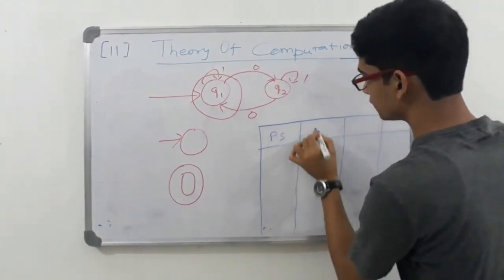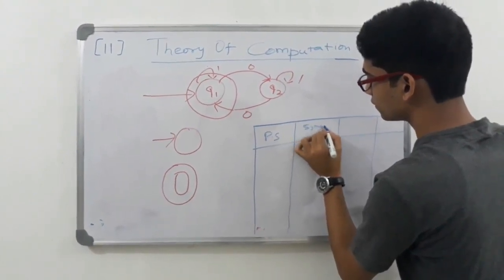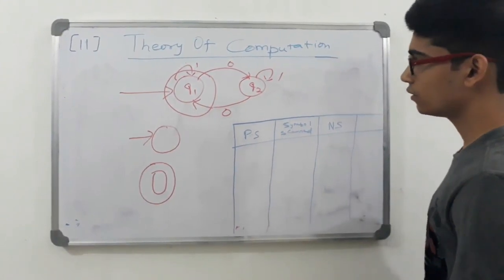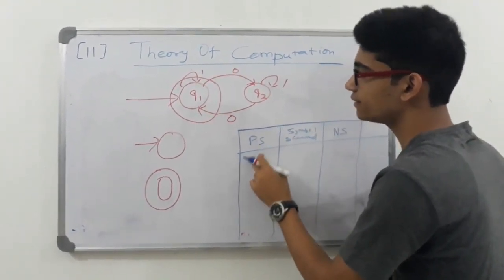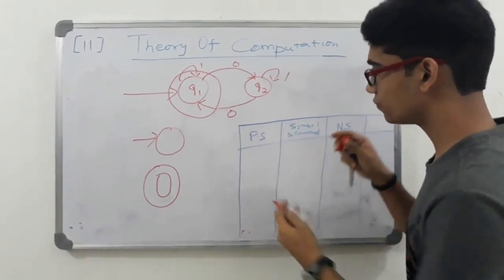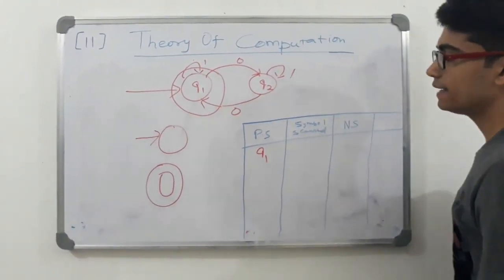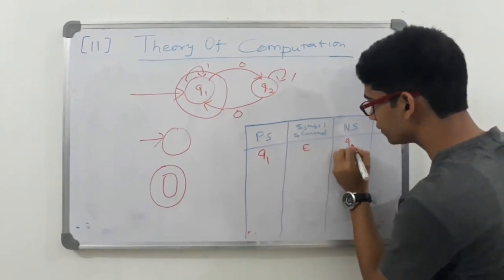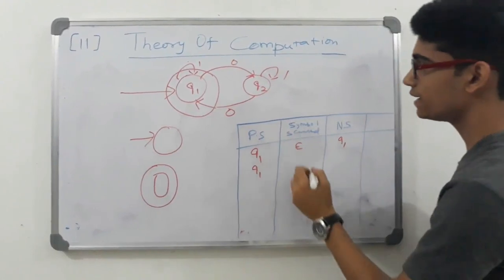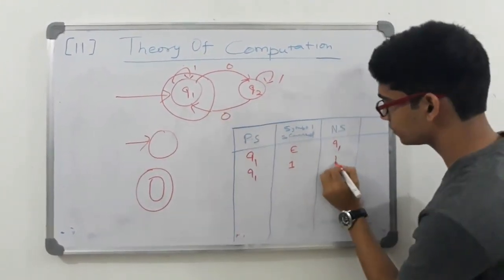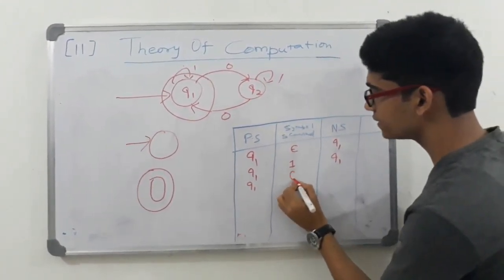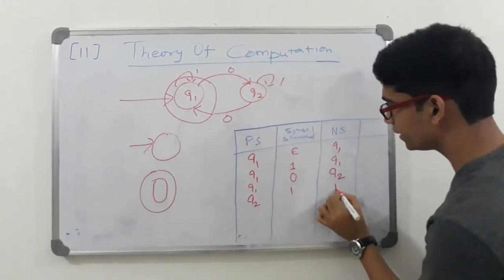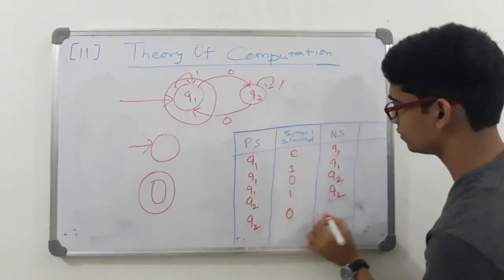Here we have PS, the present state, and the symbol scanned, and the next state. What is our initial state when we haven't scanned anything? Then we have Q1 in this case. When we are at Q1 and scan nothing, epsilon, what is our next state? Same only, Q1. When we are at Q1 and scan a 1, again we remain at the same state, Q1. When we are at Q1 and get a 0, where do we go? Q2. When we are at Q2 and scan a 1, we remain at Q2. And when we are at Q2 and scan a 0, we go to Q1.